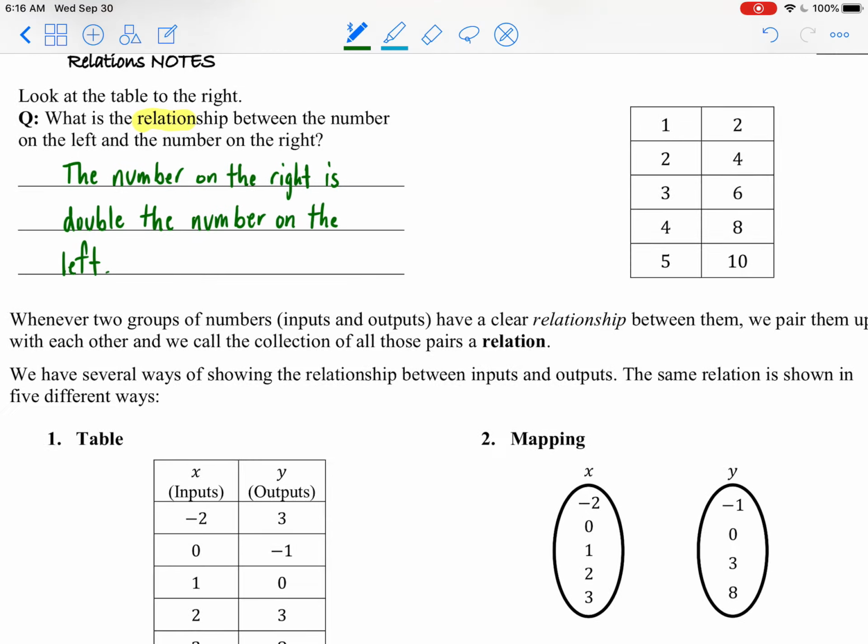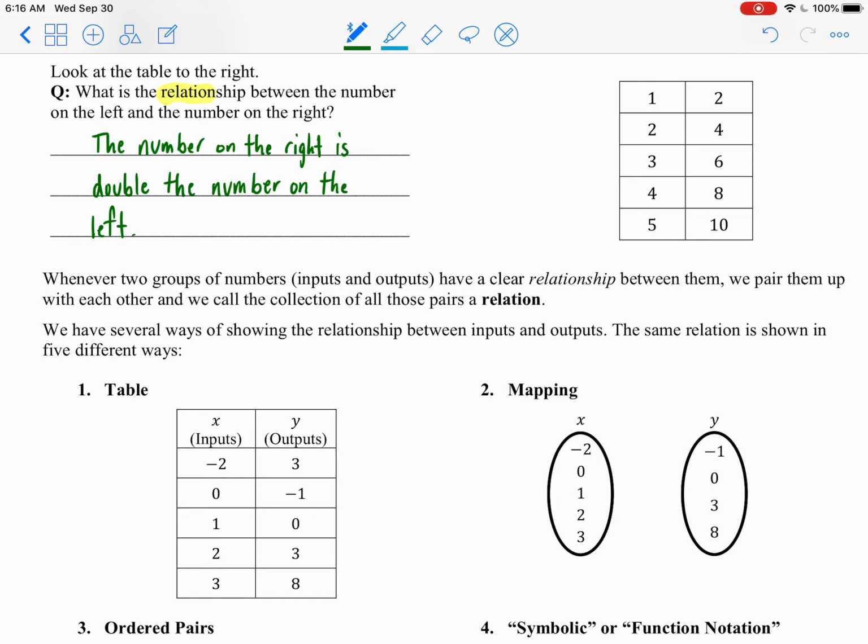Okay? All right. So whenever two groups of numbers, inputs and outputs, have a clear relationship between them, we pair them up with each other and we call the collection of those pairs a relation. So what we've done here is we've actually shown what is called a relation because it's showing you how the inputs, usually we put the inputs over here on the left, are related to the outputs. So we call that a relation because they are related. 1 maps with 2, 2 matches with 4, 3 matches with 6, so on and so forth.